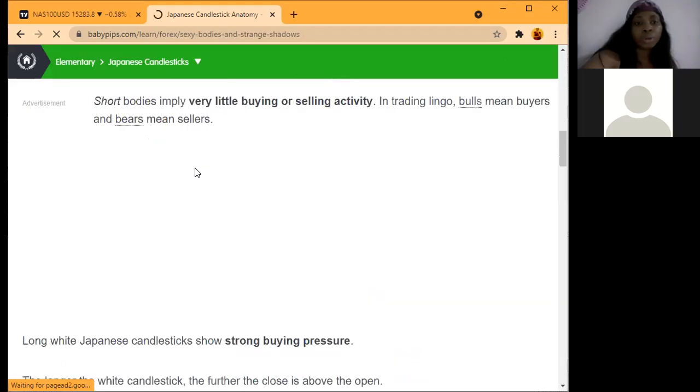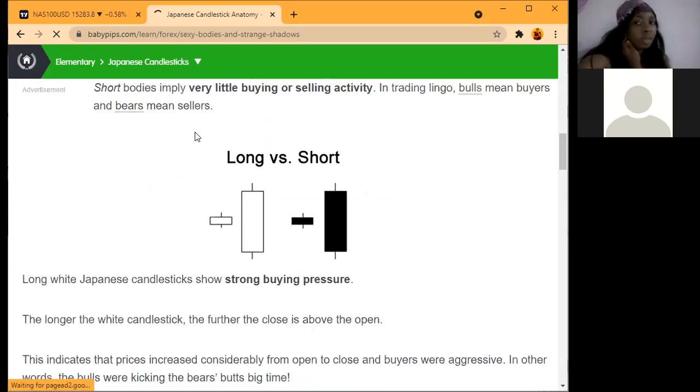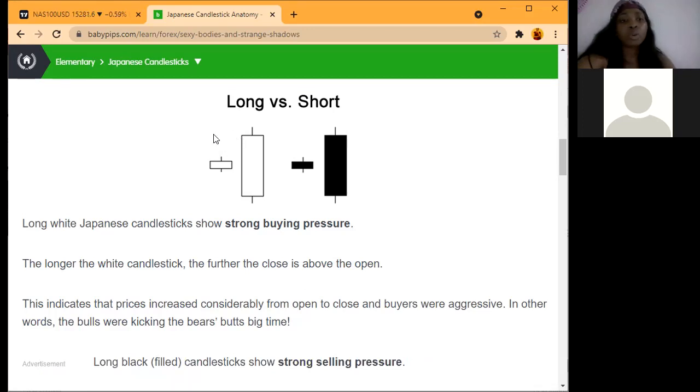Now, the bigger the body, the stronger the candlestick is indicated. So we have this full body, it indicates strong buying pressure. The full body of this one indicates strong selling pressure. See this one, the body is very small. It indicates low buying pressure and all that.